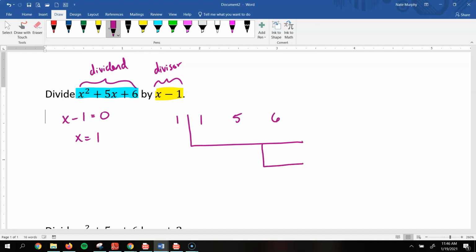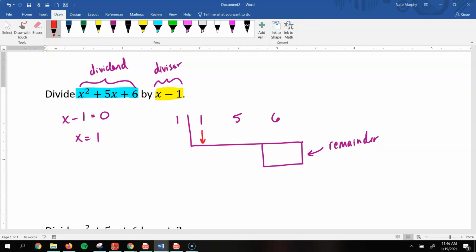Now underneath that last coefficient, I'm going to put another little box. This little box is going to be for the remainder. Remember, sometimes when we divide, we're left with a remainder. And if there is a remainder, it's going to be in that box. All right, let's get on with the process.